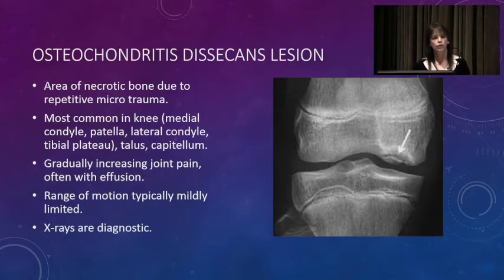And an OCD lesion is a very different type of overuse injury. In this particular injury, they're getting an area of bone necrosis, which is often due to repetitive microtrauma. There are many kids who have repetitive activities, sports, for years on end that never get an OCD lesion. These are less common than other overuse activities.